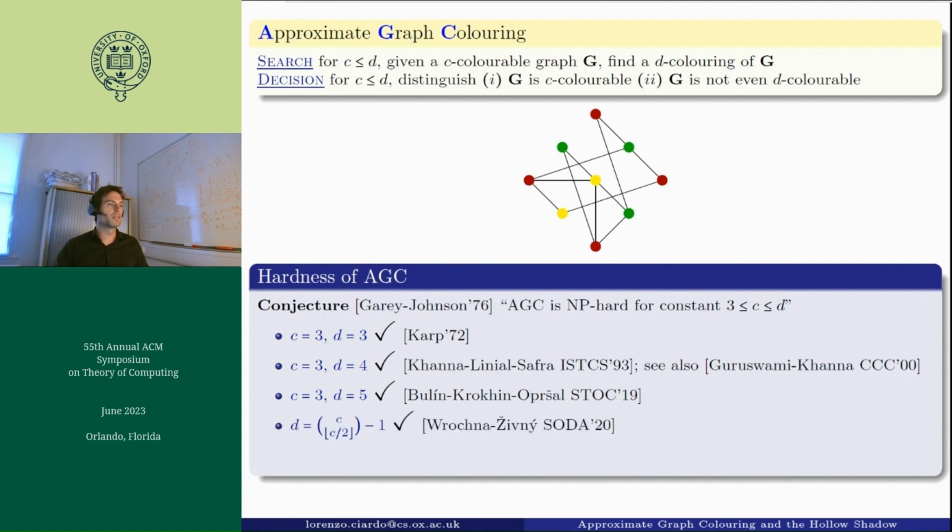Asymptotically, the best hardness result is due to Krokhin and Opršal, who proved that the problem is hard when d is c choose c/2 minus 1, so roughly exponential. But already, for example, for c equal to 3 and d equal to 6, the complexity of the problem is still not known. So there's a huge gap in our understanding.